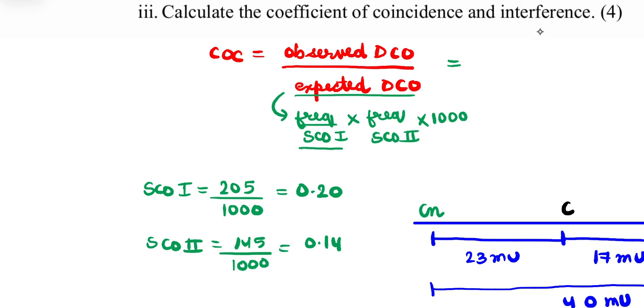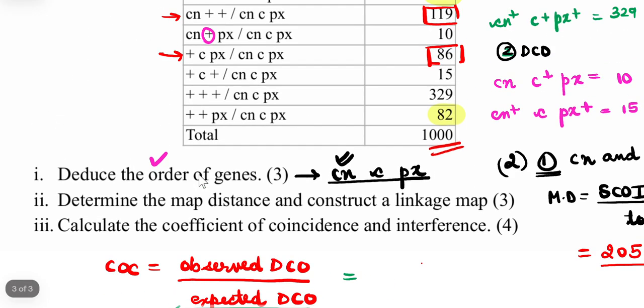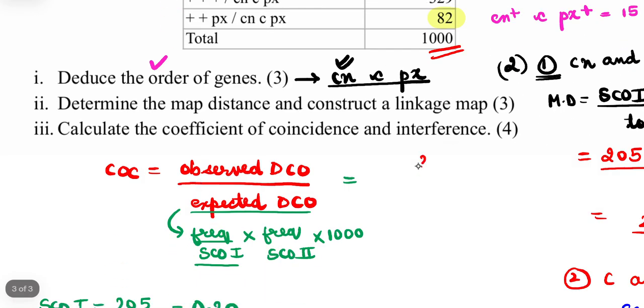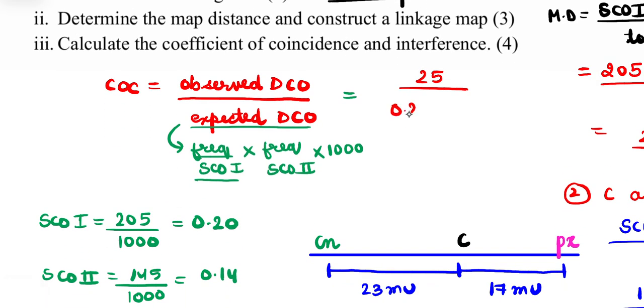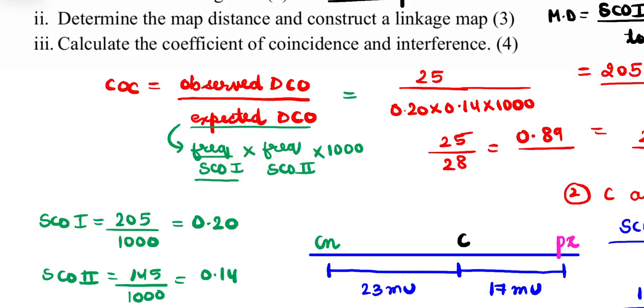So what you will write here is: observed double crossovers are nothing but these 25, right? They are given to you, 25. And then the expected double crossovers, as I just told you, are 0.20 multiplied by 0.14 multiplied by 1000. So it's approximately 28, and upon that is 25. So it's approximately 0.89, and this is valid because the coefficient of coincidence should never be greater than 1.